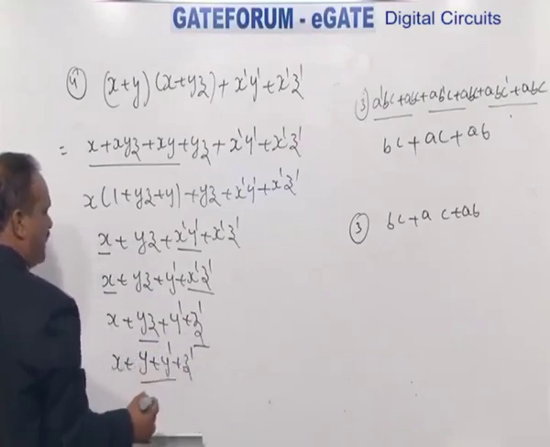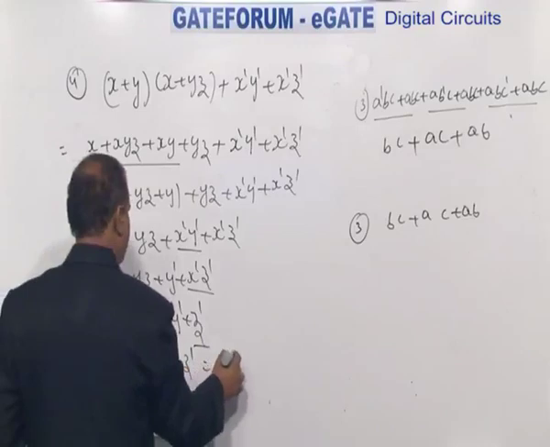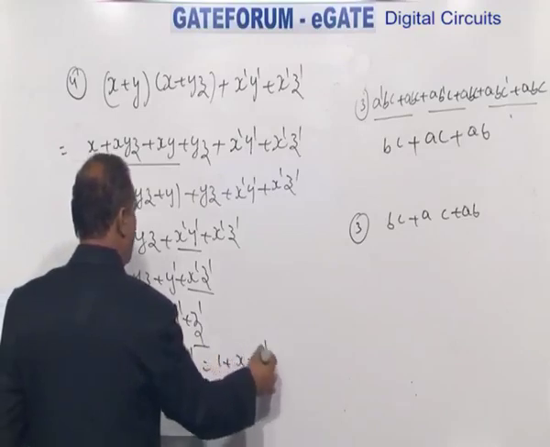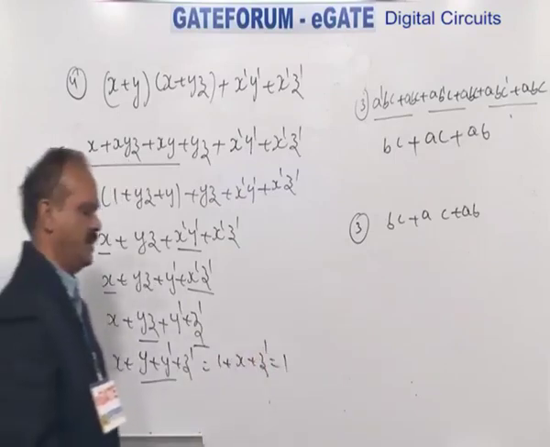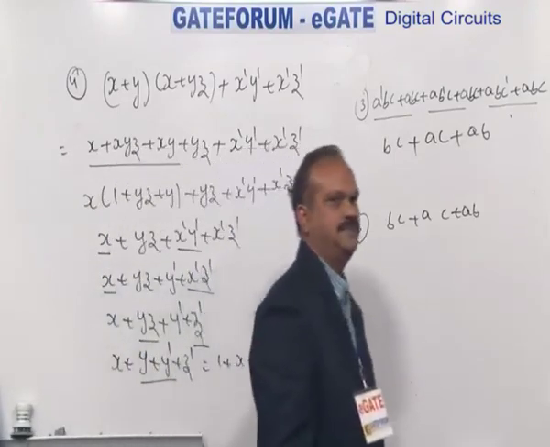And we know that y plus y bar is 1. Then you will get 1 plus x plus z bar, which is equal to 1, because 1 plus something is always 1. So the result is 1.